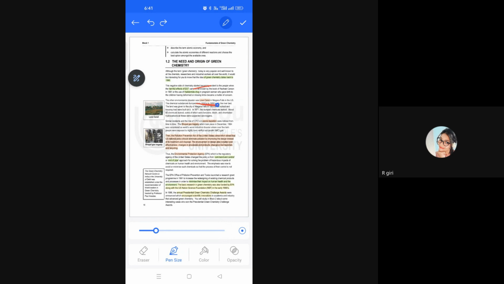Another is Love Canal. Love Canal is a place where different types of chemicals were thrown. From 1930 to 1950, for 20 years, so many chemicals were thrown into the river bed. One picture is given here as an example. The land was given in the city of Niagara Falls in 1953, and a school and housing plant were built on it.